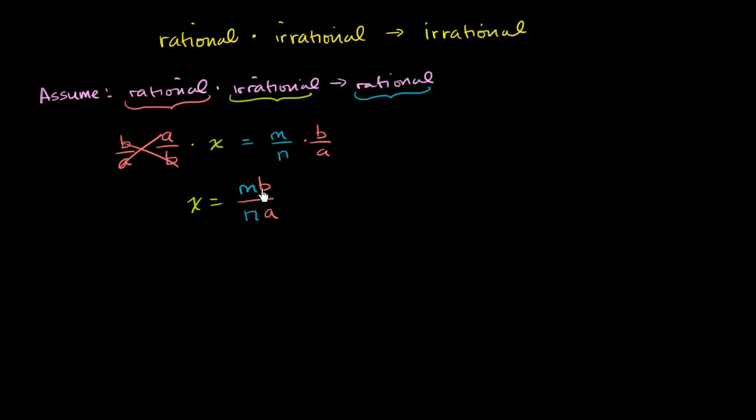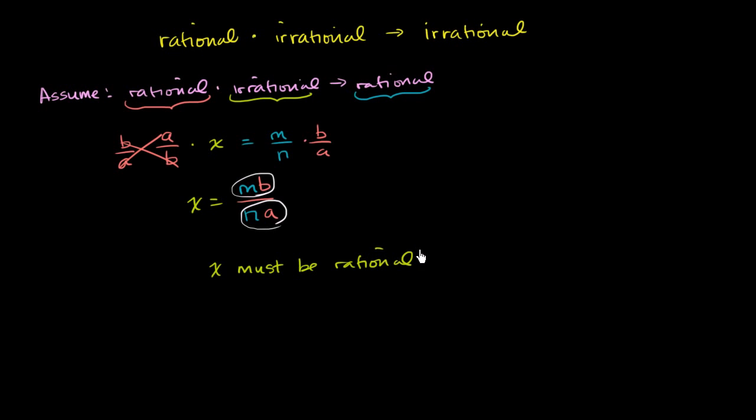So why is this interesting? Well, m is an integer, b is an integer, so this whole numerator is an integer. And then this whole denominator is some integer. So right over here, I have a ratio of two integers. So I've just expressed what we assumed to be an irrational number as the ratio of two integers. So now we have x must be rational.